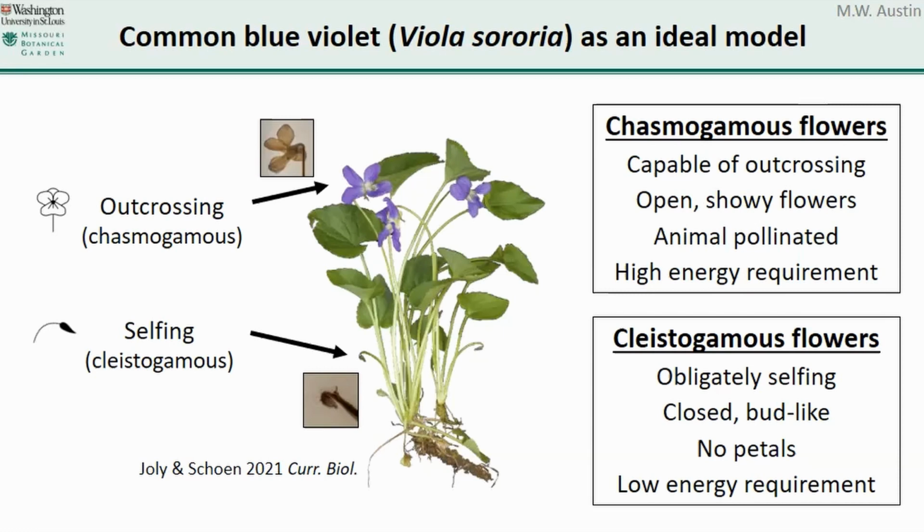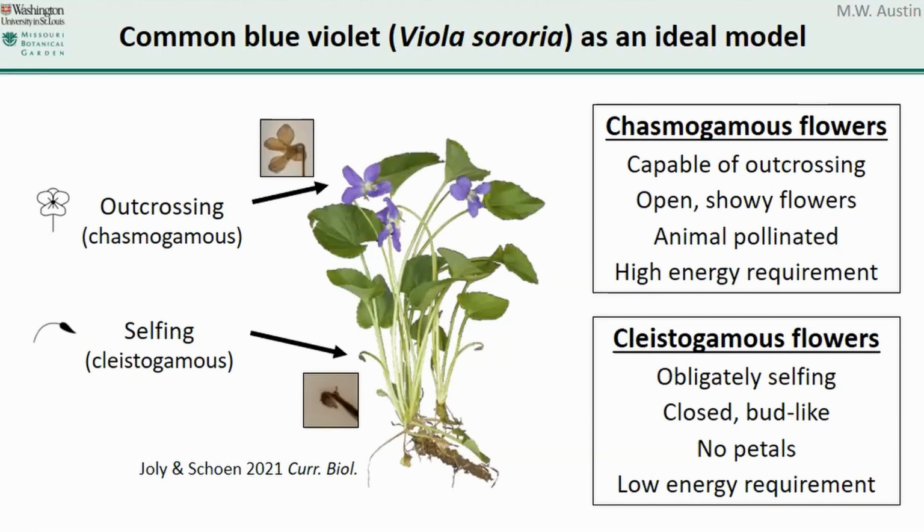There's a trade-off in the production of these two flower types, whereby chasmogamous flowers have the benefit of being capable of outcrossing and thus increasing genetic diversity. However, they are more energetically expensive than cleistogamous flowers. Cleistogamous flowers are cheaper to produce, but they can lower genetic diversity because they are obligately selfing.